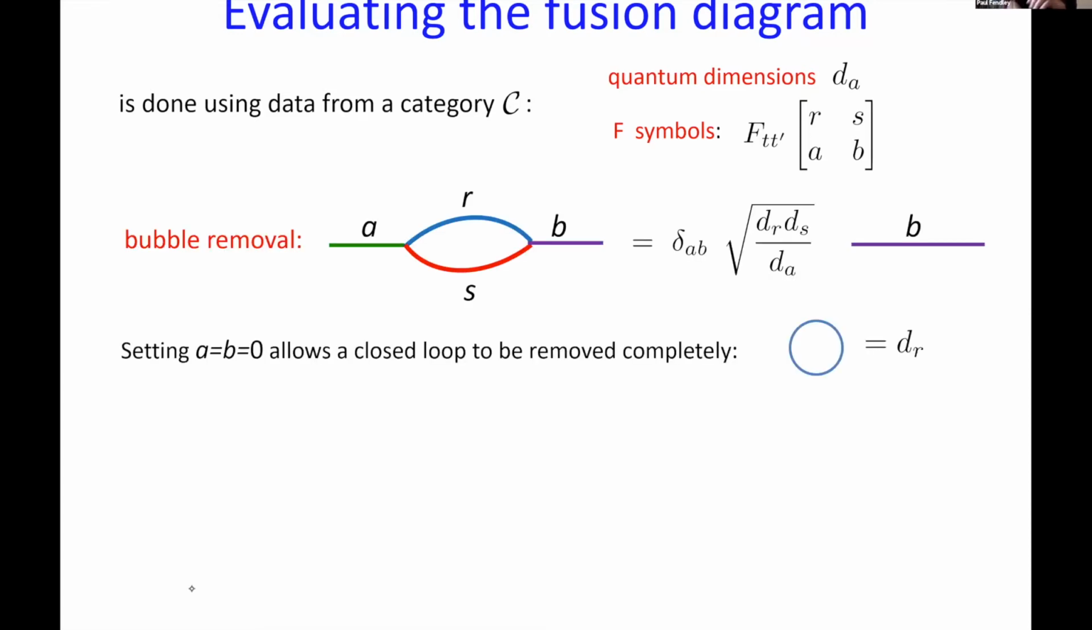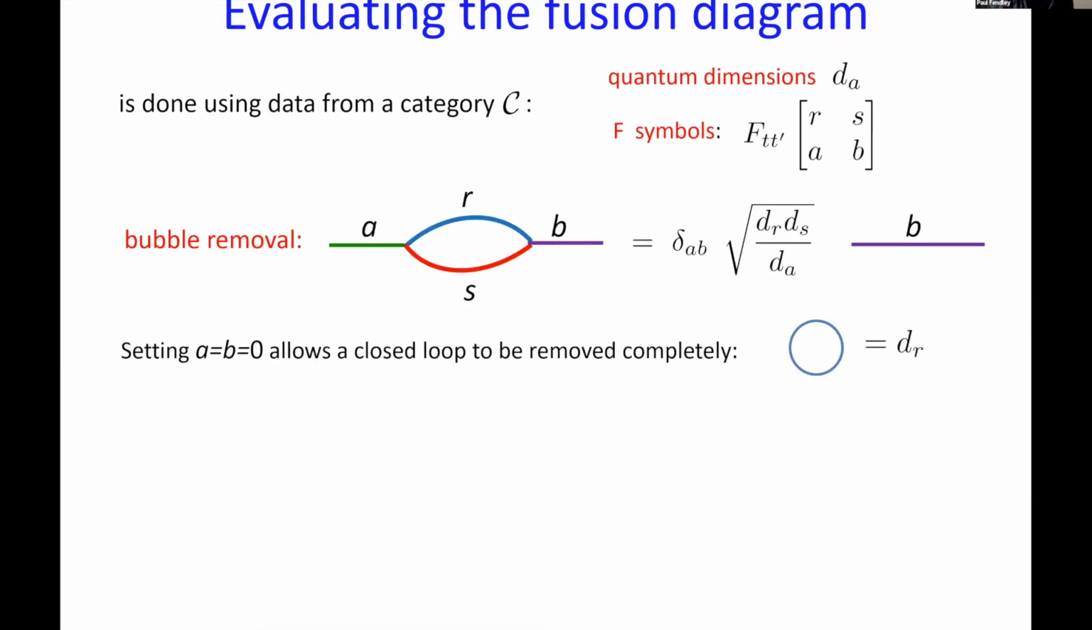So now, what the fusion category does is tell you how to get a number out of that picture. I draw that picture, I label everything, and this is the data that the category gives you. So it gives you the objects, that's these A, R, S, A, B, T, T prime in this picture here. Then there are two kinds of data, the quantum dimensions and the F symbols that I've written up there. And so, okay, here are the two key relations.